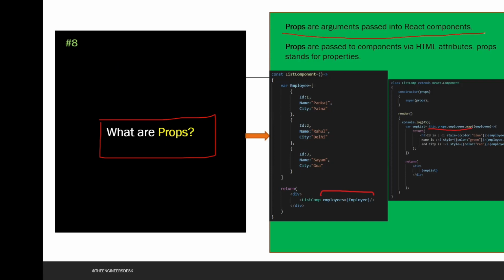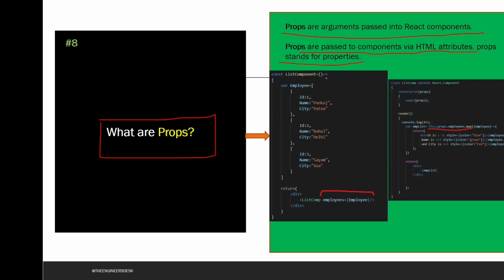Okay, so if you have two components and you want to pass the data from one component to the other component, you'll be taking the help of props. Props are passed to components via HTML attributes. Props stand for properties.